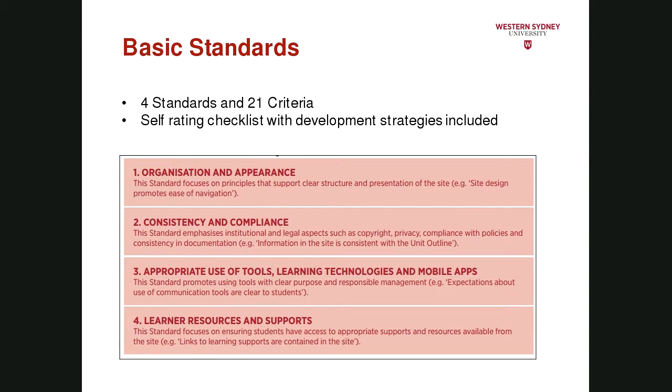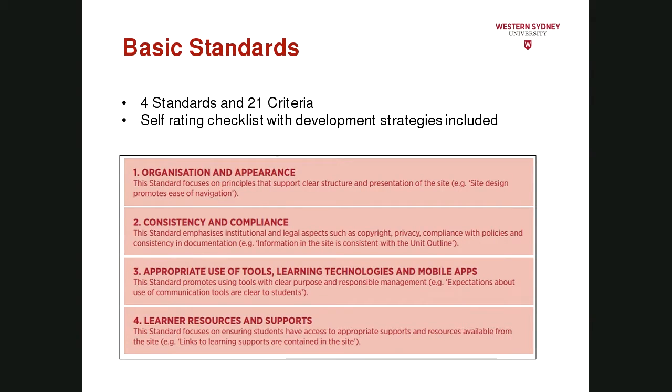And the fourth standard looks at learner resources and supports. So these are the explicit supports and resources that are provided to students that may be relevant to the discipline. So there might be a handbook, or there might be links to professional bodies, etc. But it also encompasses the very basic accessibility, disability, links to welfare services, counselling, etc.